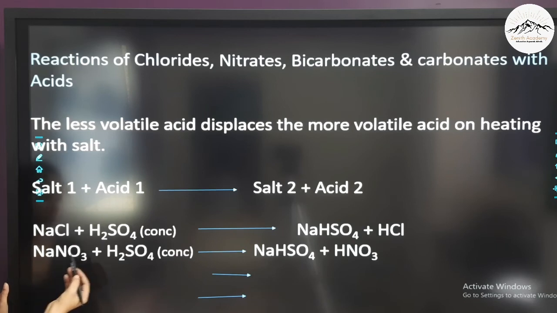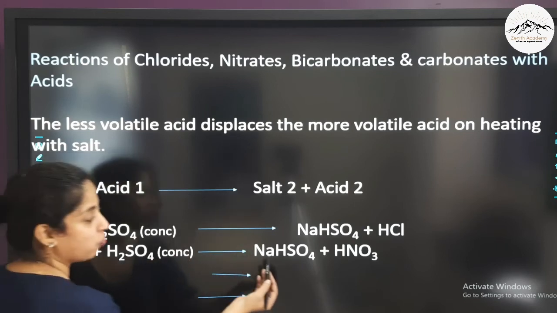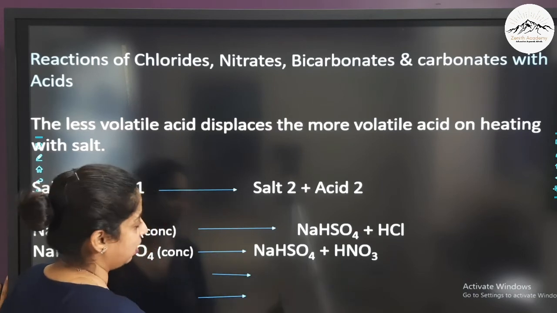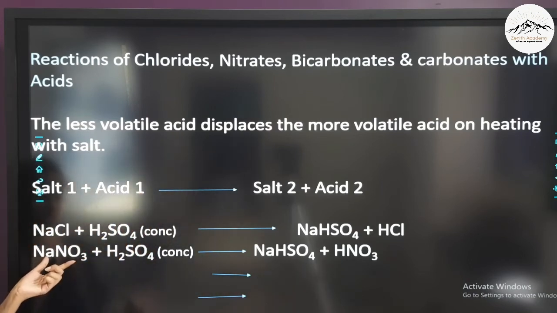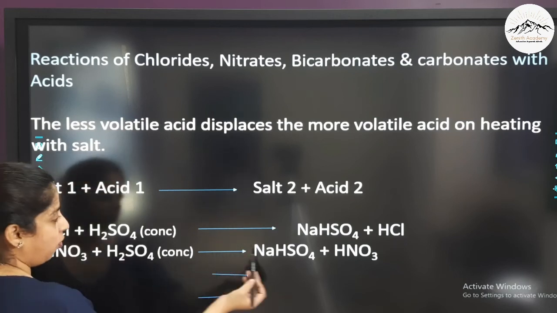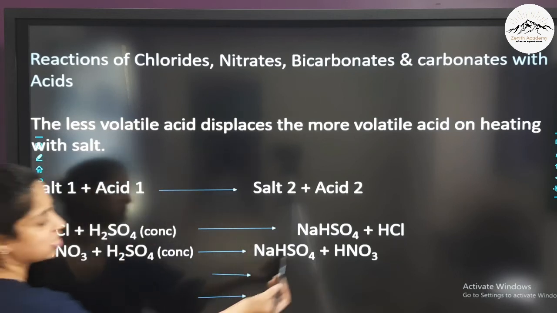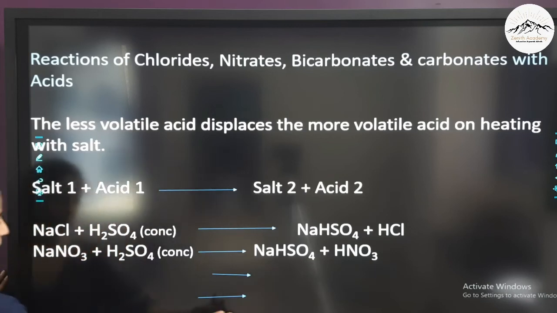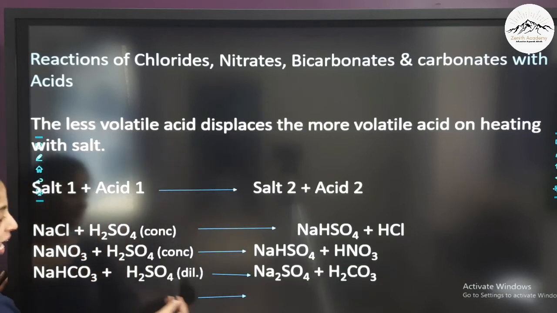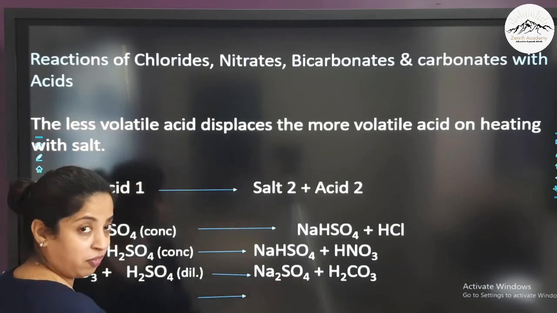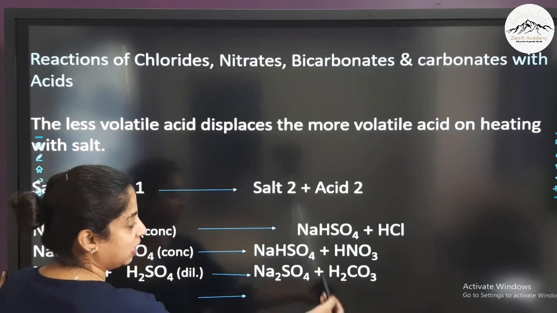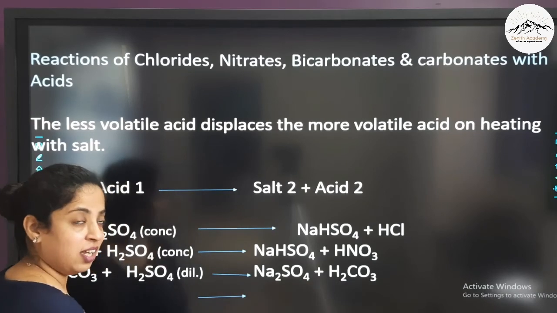So this salt and this acid react to form another salt and another acid. It will replace this HNO3 from this salt, so it will form NaHSO4 and this HNO3 is displaced. Now when dilute H2SO4 reacts with sodium bicarbonate, then what happens? Another salt, that is sodium sulfate, is formed and this acid, carbonic acid, is released.